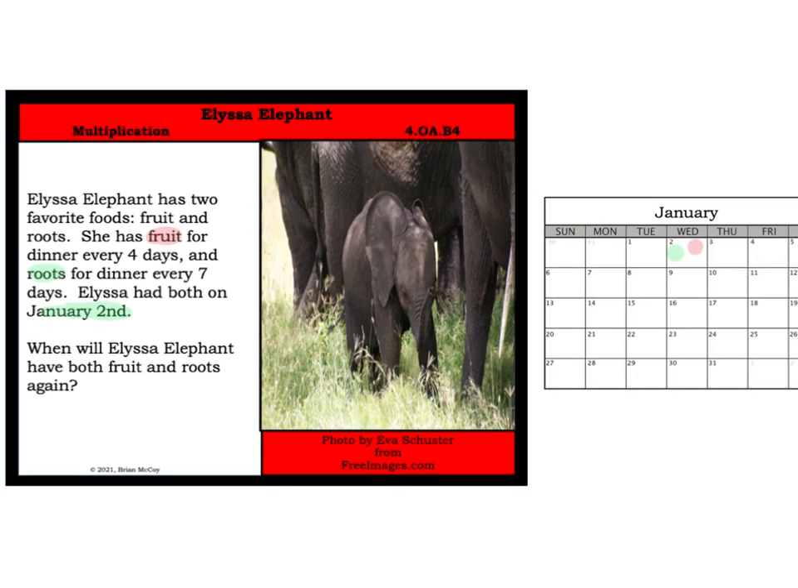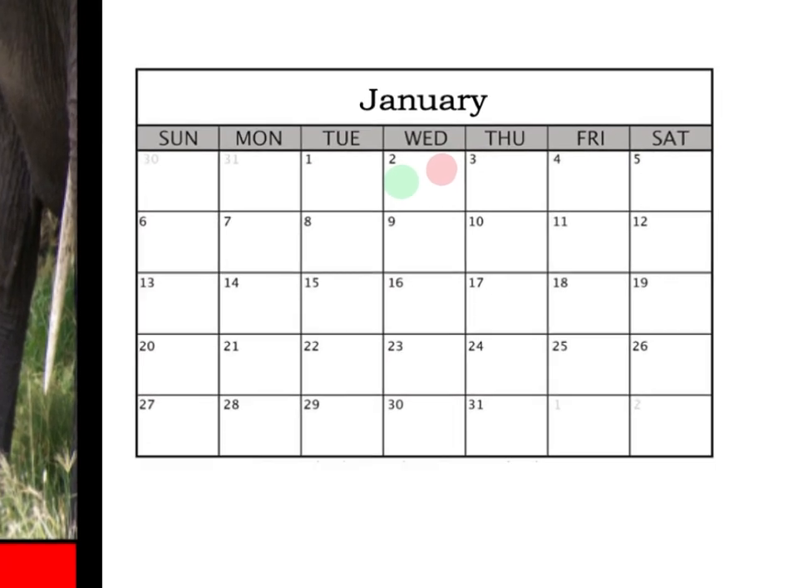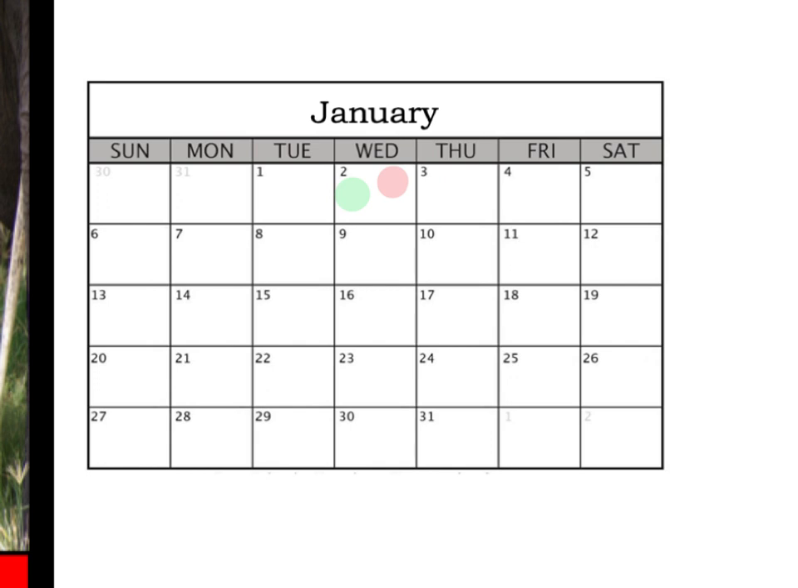So now, this is actually your mathematical model, and it makes things a little easier here. So we're going to do that right now. She had fruit for dinner every 4 days, so I'm going to come over here, and every 4 days, I'm going to make a red dot, right? So here we go. I've got 1, 2, 3, and 4. I'll do a red dot. And then we'll go another 4 days. 1, 2, 3, 4. And I'll do another red dot.